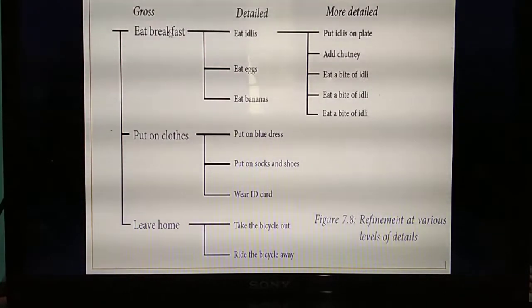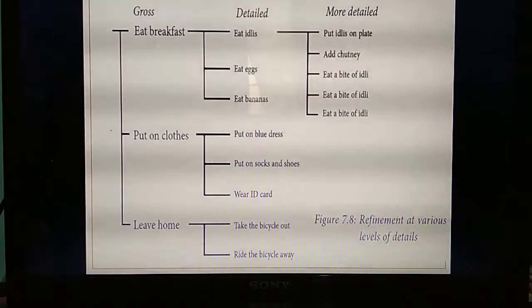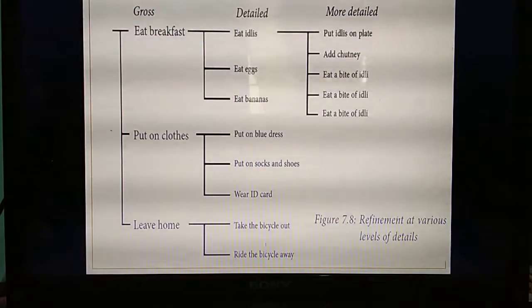So what are the 3 main problems? Get ready to go to school. This task you are dividing into 3 sub-problems. What are they? Eat breakfast, put on clothes and leave home. Again you have divided these into 3 sub-problems. What are they? Eat idli, eat egg and eat banana. Put on clothes: blue dress, shoes, wear ID. Leave home: take bicycle, ride bicycle away. Again you are dividing this sub-problem into smaller problems. What are they? For idlis: put idlis on the plate, add chutney, eat a bite of idli. Likewise you can split, and again you can split this also.